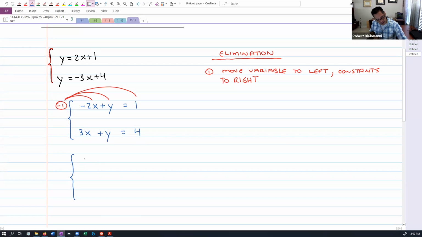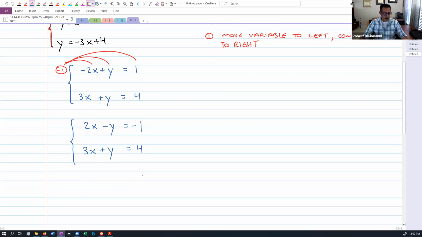I should get 2x minus y equals -1. And then the bottom equation is 3x plus y equals 4. That is a legal move. I'm allowed to do that. All I did was multiply the first equation by -1. Now add straight down. Take these two equations and add them down.